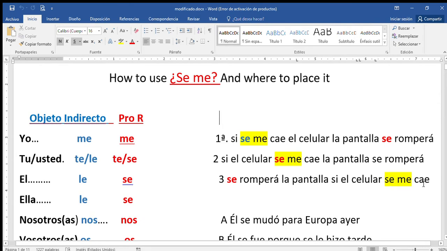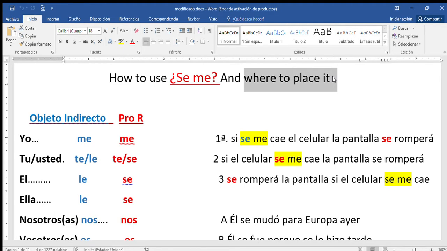So what I want you to see right here is that in number one we have "se me" at the beginning of the sentence. Now in number two, we have "se me" in the middle of the sentence. And in number three, you have "se me" at the end of the sentence. So you can see that you can use it anywhere, except for some sentences where you have to use it at the beginning, because if you don't, it won't make sense.